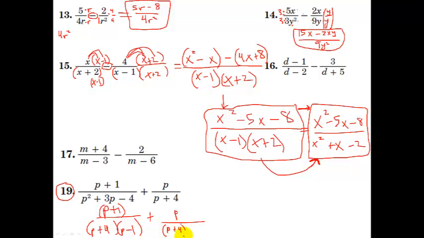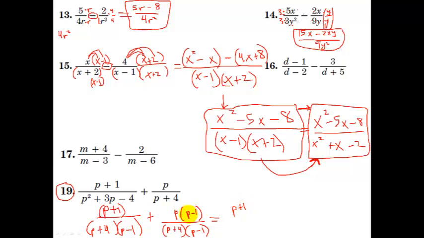Okay, so when I want a common denominator, they both already have a p plus 4. So this one, to get the same thing as I have over here, is going to need a p minus 1 added on. And if I add it to the bottom, of course, I got to multiply the top by the same thing to keep it balanced. Okay, now let's distribute here. I got p plus 1, p plus 1.